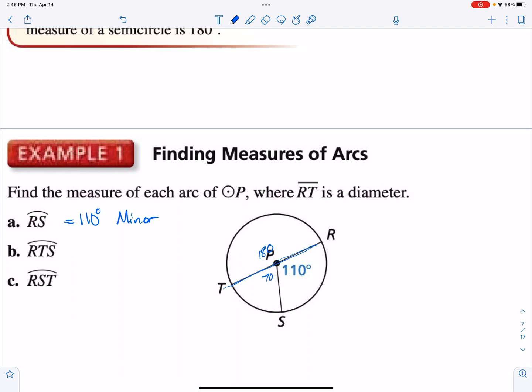Now I can find the measure of RTS. I add 180 and 70. Okay, so when I add those up, just making sure I don't do my math wrong here, I get 250 degrees, and that would be a major arc. And then RST, so again, if I follow my letters, RST is this way, that's our semicircle. That's 180 degrees.